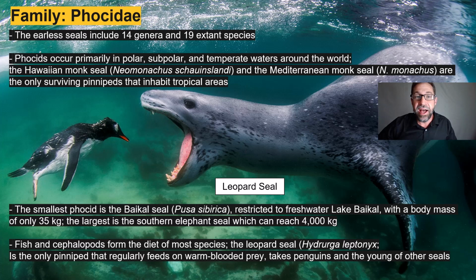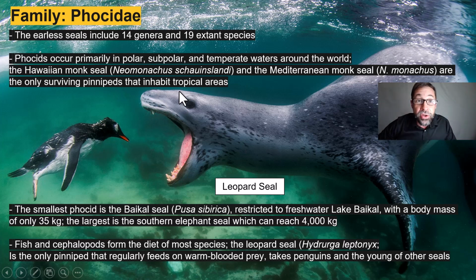And finally, the last Pinniped family is the Phocidae. So these are the earless seals. It includes 14 genera and 19 extant species. Phocids occur primarily in polar and subpolar as well as temperate waters around the world. Only the Hawaiian monk seal and the Mediterranean monk seal inhabit tropical areas.